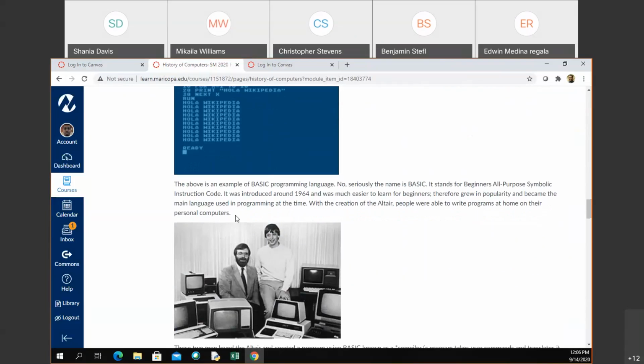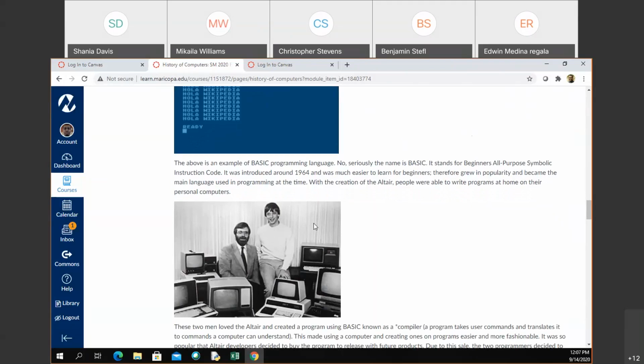So he's one of the great computer scientists, I guess I should say. And if it was not for him, we wouldn't have many of the things we have today. The other guy, yeah, let's talk about him a little later. So these two guys got together and they created a program using BASIC that was known as a compiler.